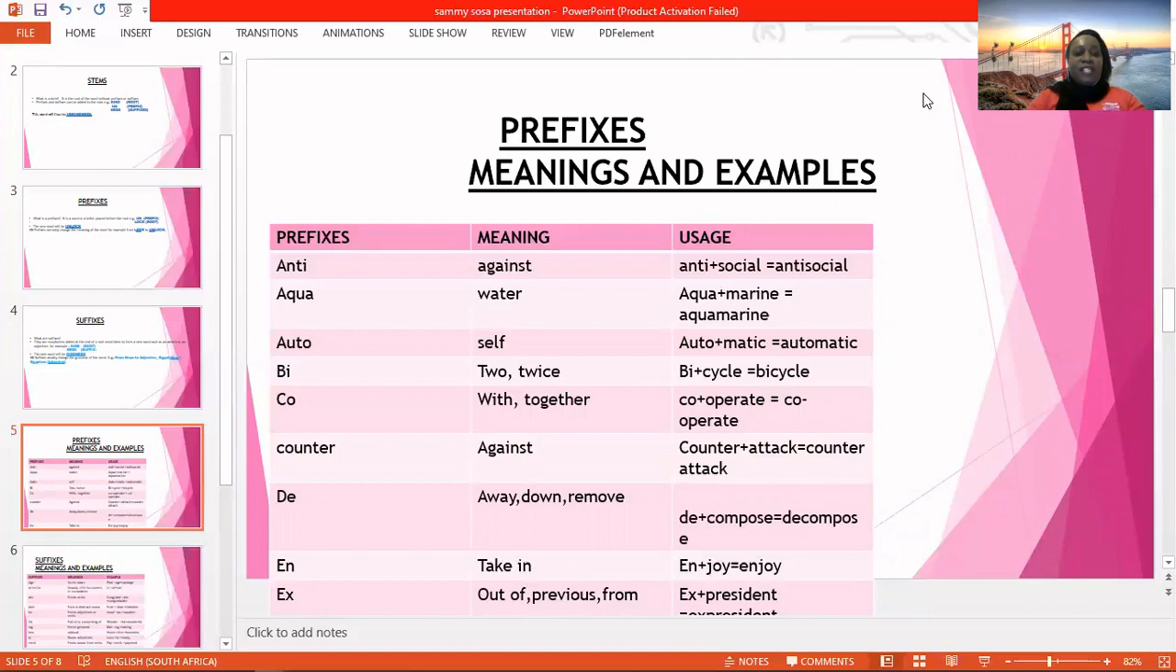Then we have our prefix bi. Bi means two or twice. Bi plus the root word cycle will give us bicycle. I think that one is very common because the bicycle has two wheels. You can think of other examples. Co. Co means with or together. The most common example of that word will be co plus operate. Then we get cooperate.